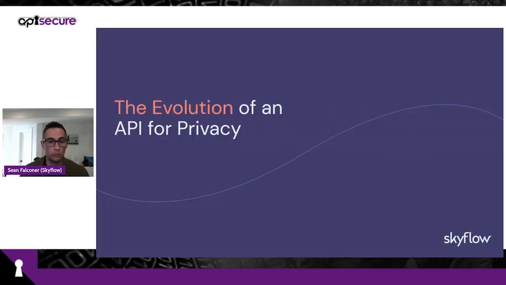And essentially that has been what we've been working on at Skyflow for the last 4 years. We just actually had our 4th year anniversary this week. So we're going to start to talk about the evolution of developing an API for privacy in terms of some of the work that we've done in Skyflow. And we'll get into some specific examples and demos of what that looks like.